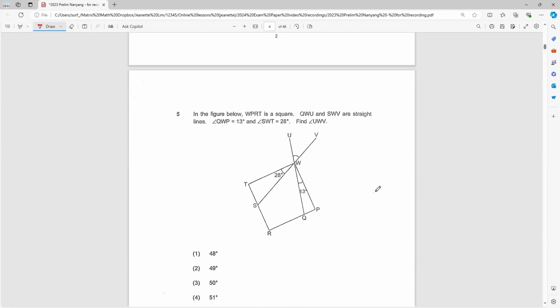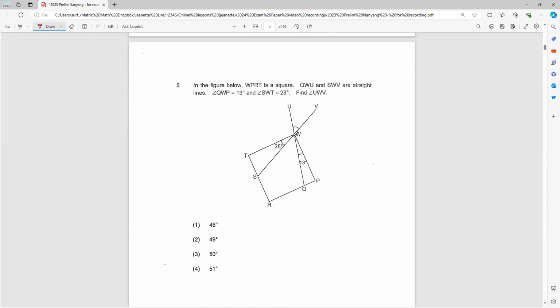Okay, question 5. Figure below, WPRT is a square. QWU, SWV are straight lines. Then you have 13 degrees, 28 degrees. Find UWV, which is this angle over here. Now, if you have straight lines cutting across like an X, then you have vertically opposite angles. So this is the same as this. TWP is 90 degrees because it's part of a square.